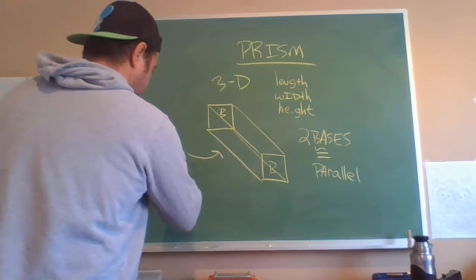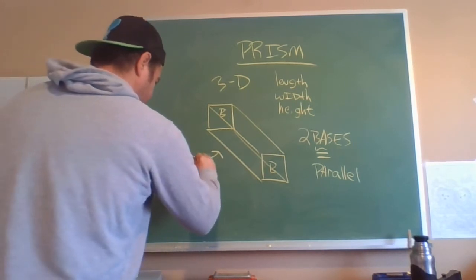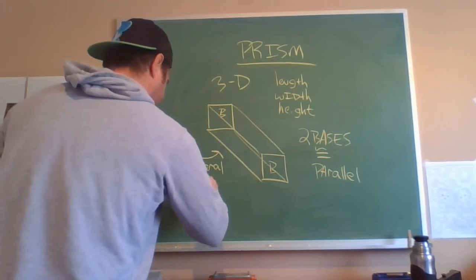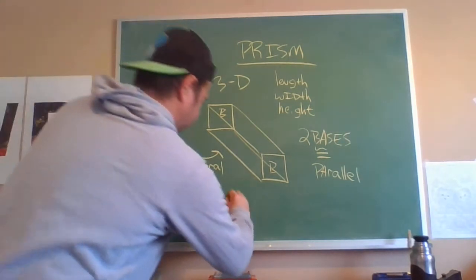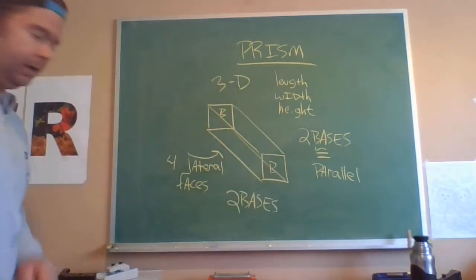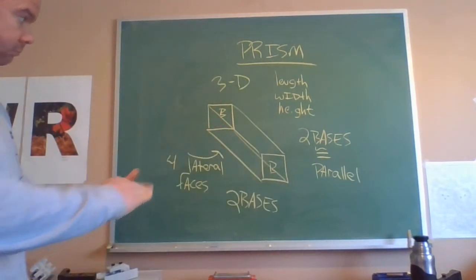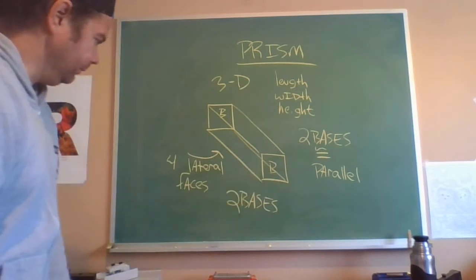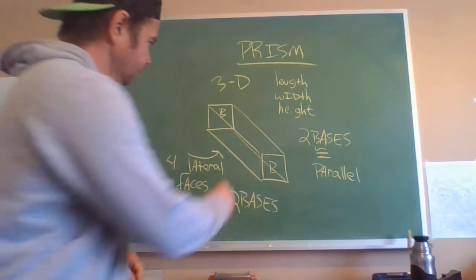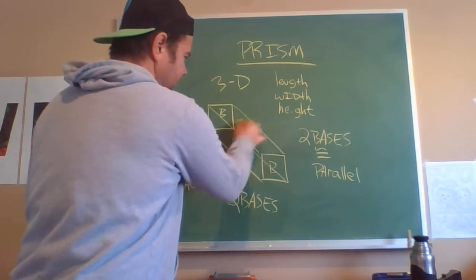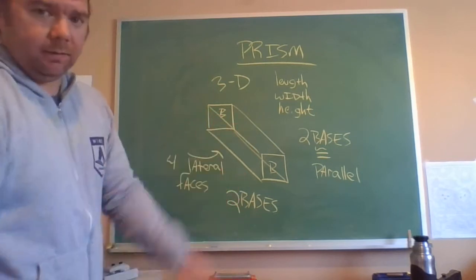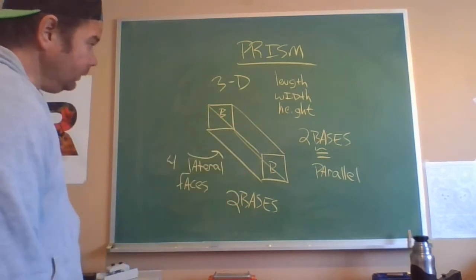So there's four, in this case, four lateral faces, and two bases, okay? So altogether, this rectangular prism has six faces. Four of them are lateral faces, meaning they're in between the two bases. And then the two bases themselves, like the top and the bottom, right?